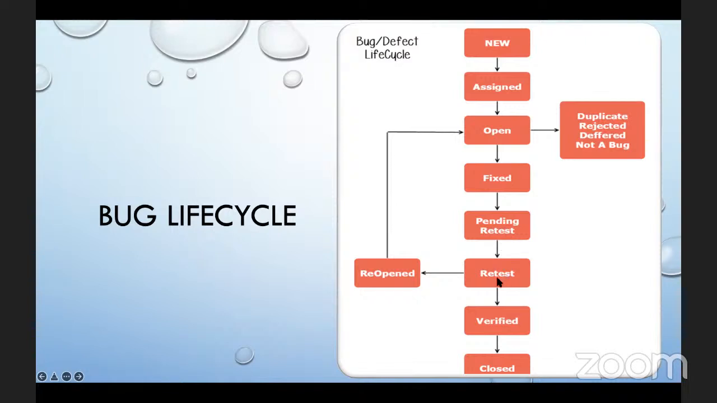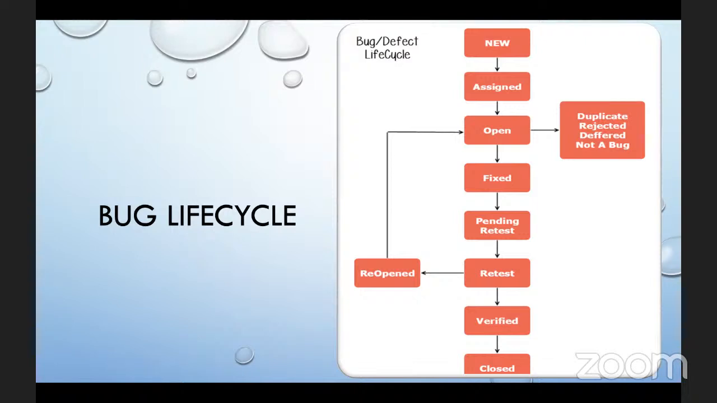On the second try, maybe when it comes to retest, this time around, William is going to pass it and say, well, now it looks good. Now it's working as expected. And so what does William do? William will now push it to the next flow, which is going to be verified. And then the next flow is what? Closed. He's going to close the issue and say, yes, this issue has been fixed, right?